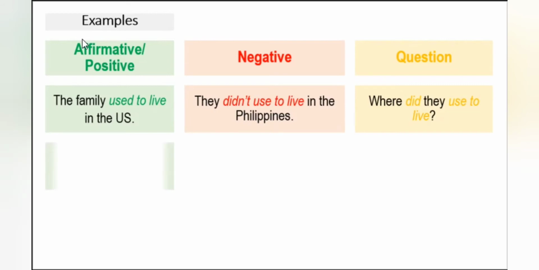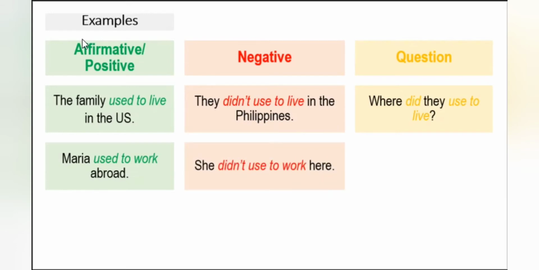Another example. Maria used to work abroad. Si Maria ay dating nagtatrabaho sa ibang bansa. She didn't used to work here. Hindi siya dating nagtatrabaho dito, but of course, nagtatrabaho na ngayon. Where did she used to work? Saan siya dating nagtatrabaho? Another example.